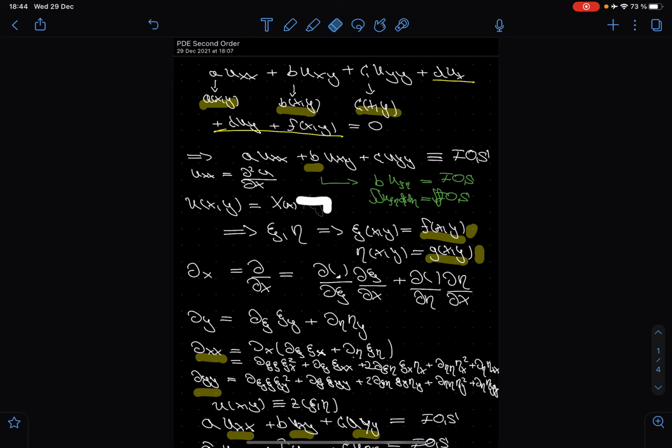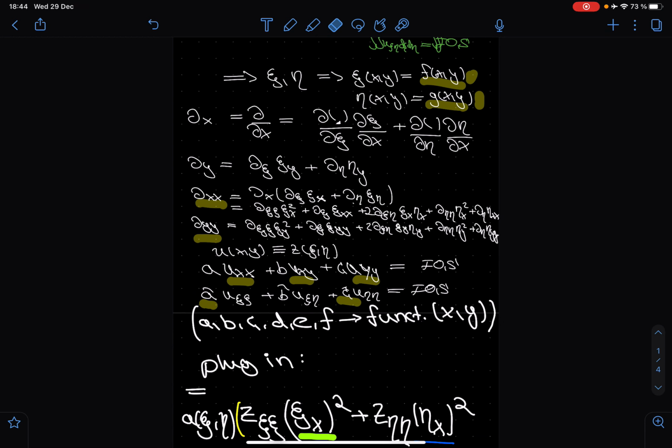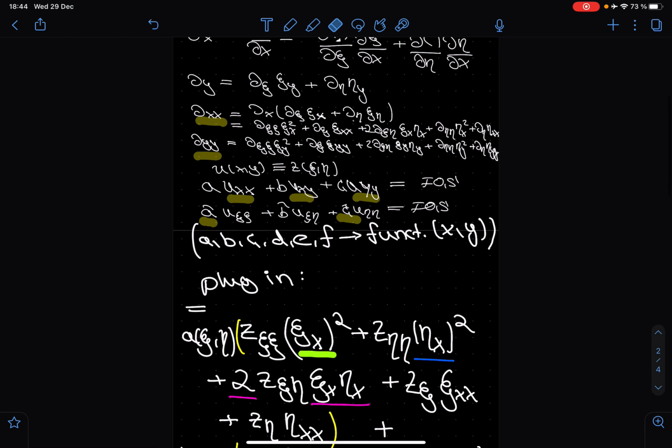Therefore, we're not needing the separation approach. We need to introduce new coordinates in terms of x and y with new derivations in terms of x and y. And then I want to sort those derivations in terms of the new resulting derivations in order to get new coefficients: a hat xi psi u xi psi plus b hat u psi eta plus c hat eta eta u eta eta.